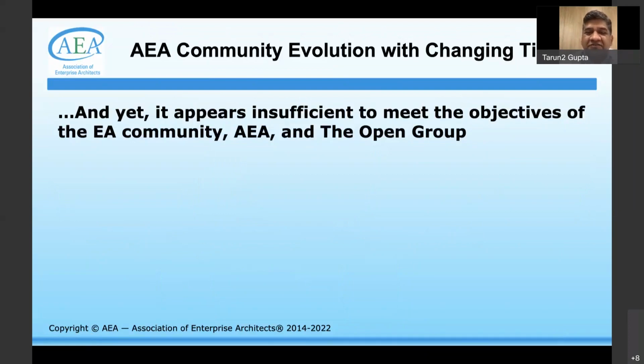The way TOGAF 10 has come with a new edition, we also thought of creating a new charter for us with the changing times. Yeah, go ahead. Yeah, sure.